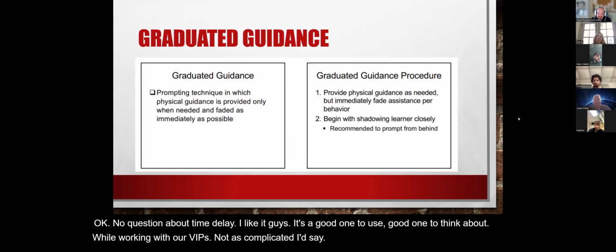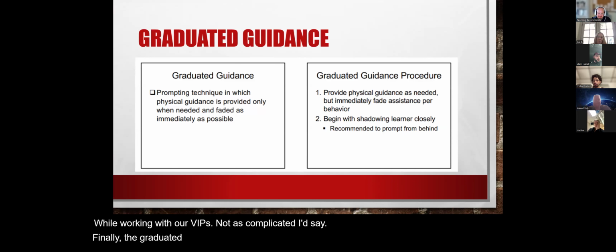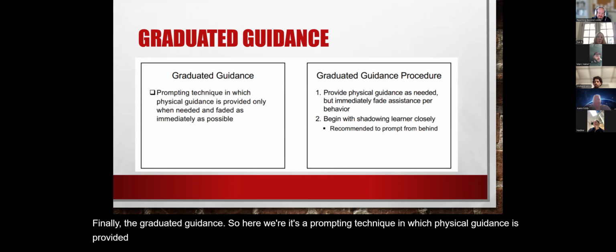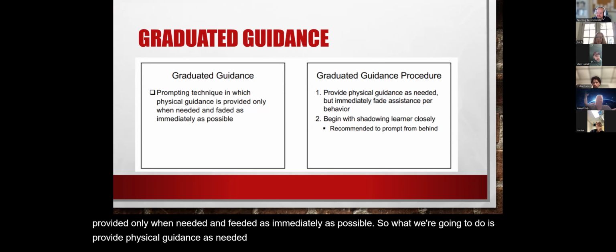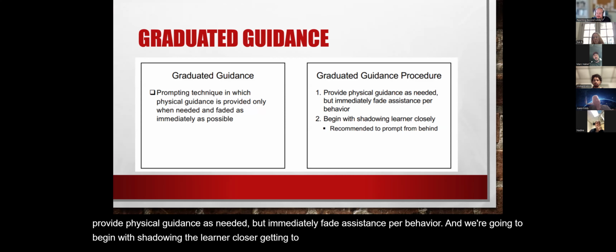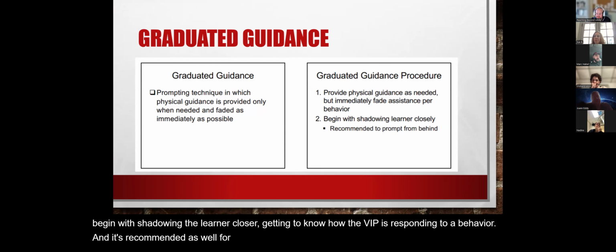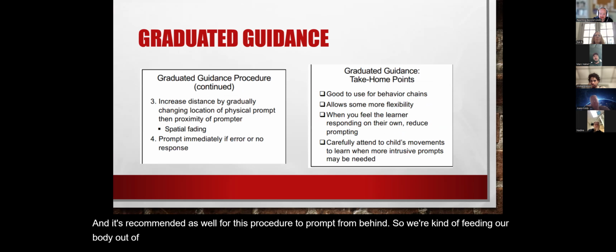Finally, the graduated guidance. It's a prompting technique in which physical guidance is provided only when needed and faded as immediately as possible. So what we're going to do is provide physical guidance as needed, but immediately fade assistance per behavior. We're going to begin with shadowing the learner closely, getting to know how the VIP is responding to a behavior. It's recommended for this procedure to prompt from behind, so we're kind of fading our body out of the situation right away.